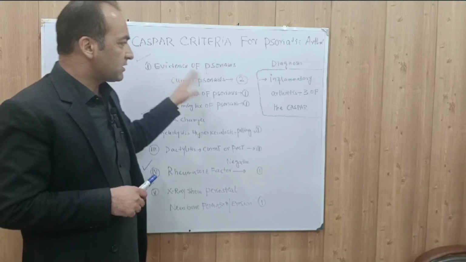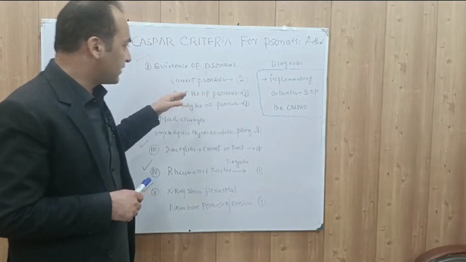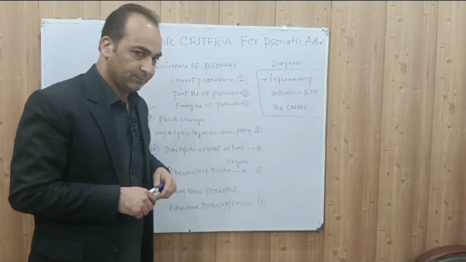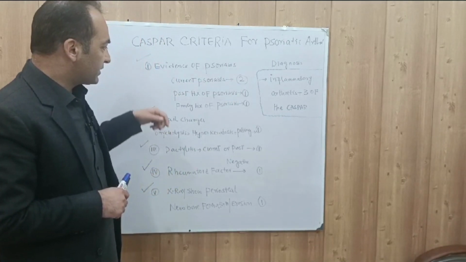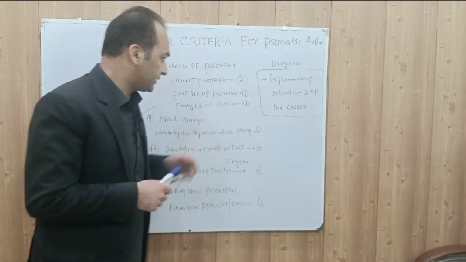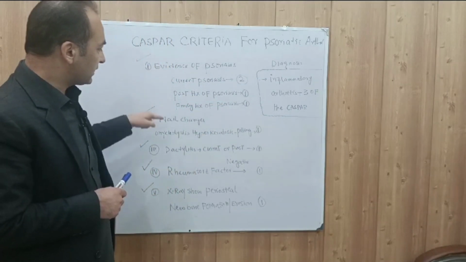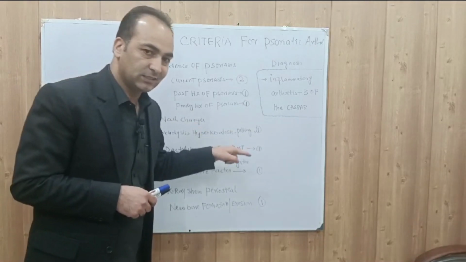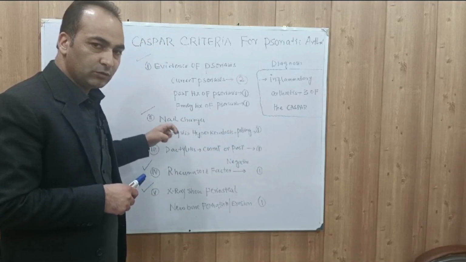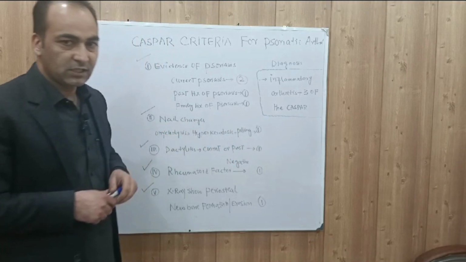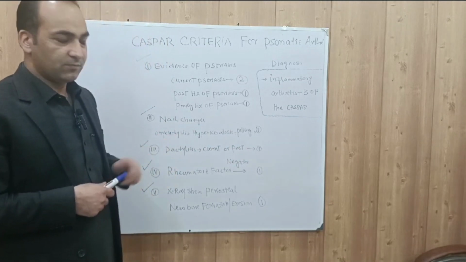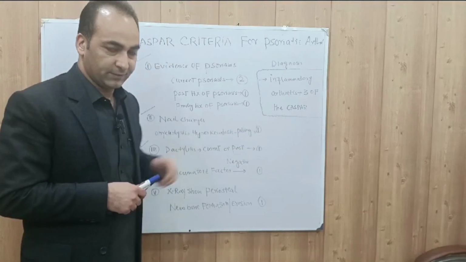If current psoriasis is not present, but the patient has previous history of psoriasis, it has got 1 point. And if the patient has family history of psoriasis, it has also got 1 point. The second component is the nail changes. Nail changes, if present, like onycholysis, hyperkeratosis and pitting of the nail. If any one of these is present, it has got 1 point.